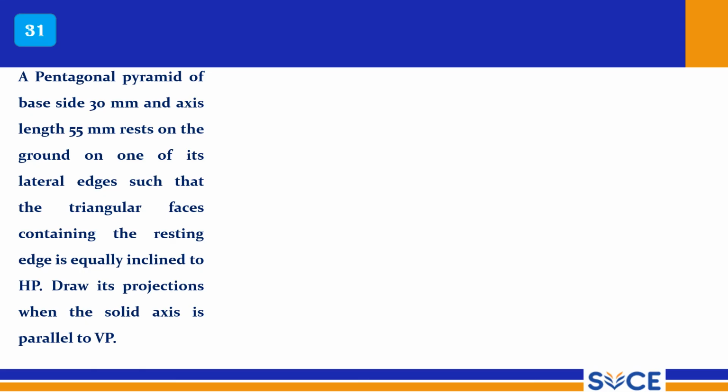When it is sleeping on a lateral edge, it means you have to take the corner on the right side, in such a way that the triangular face containing the resting edge is equally inclined to HP. So that will obviously be satisfied. Draw the projections when the solid axis is parallel to VP.